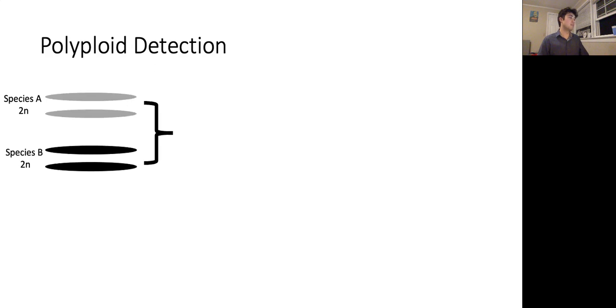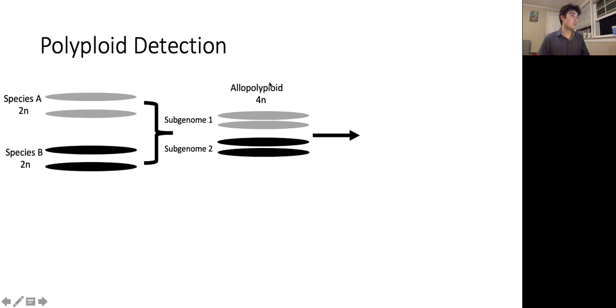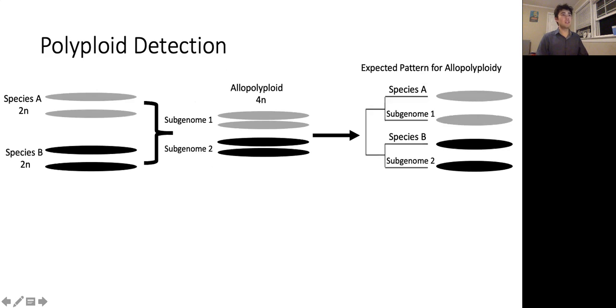So, for example, you could have species A and species B, they're both diploids, and they create an allopolyploid when they hybridize. And the allopolyploid contains one subgenome derived from species A and another subgenome derived from species B. Now, the expected phylogeny of this is that species A falls out with subgenome 1 and species B falls out with subgenome 2, because those are the species that gave rise to these subgenomes inside of the allopolyploid.